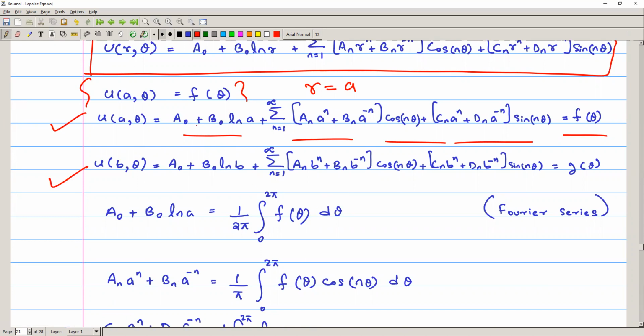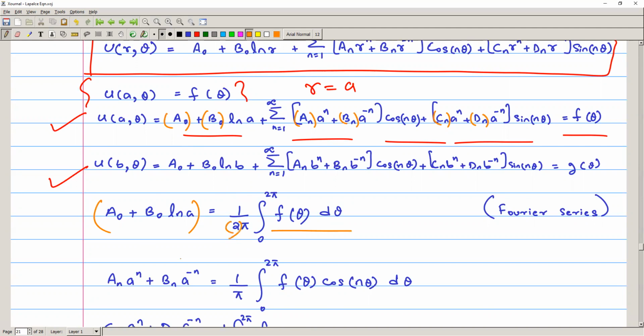So we can see here 1, 2, 3, 4, 5 and 6 constants. Therefore we need 6 equations, and here we can see that this is a Fourier series. So a naught plus b naught ln a, this is a constant, so it will be equal to 1 upon 2 pi times this integral from 0 to 2 pi of f(theta) d theta.